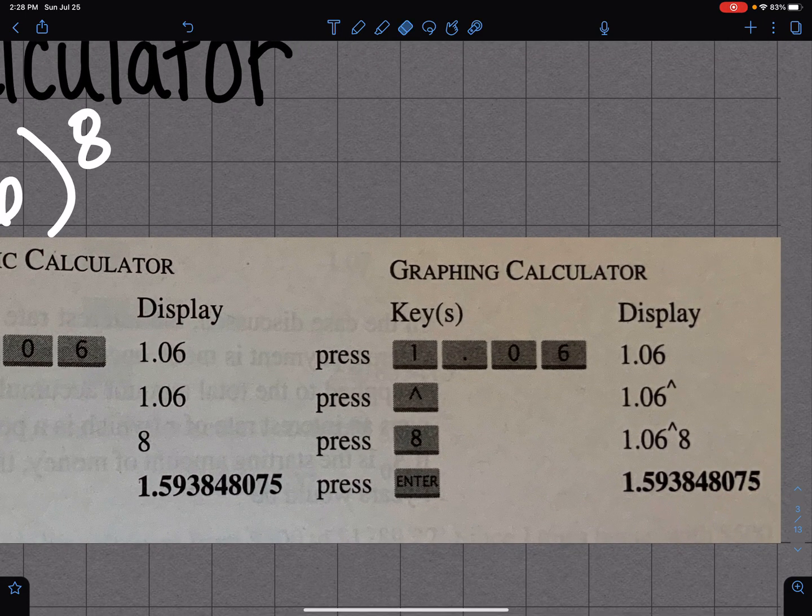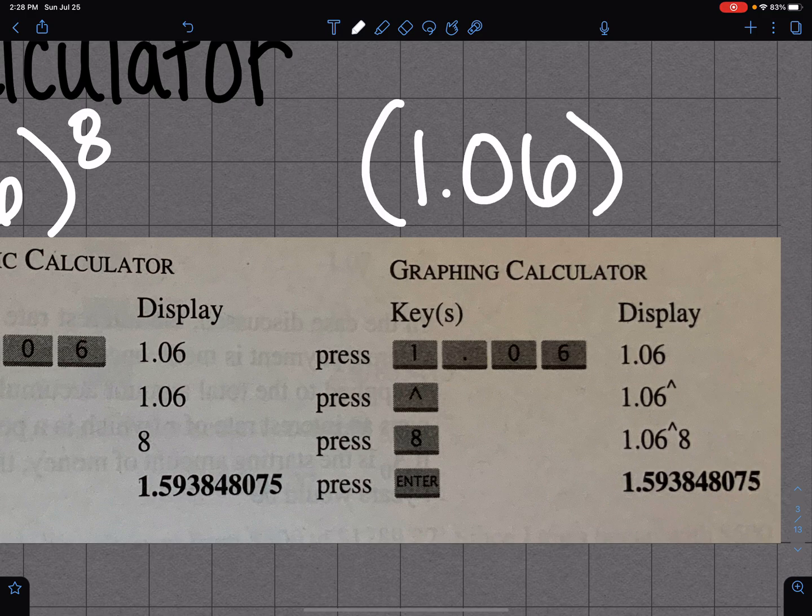Now, don't skip this step, please don't skip this step. Also do it on your graphing calculator. Same problem, 1.06 raised to the 8th power. Okay, here we go. Type in 1.06. The display shows this. Then do your caret. The display shows that number with a caret after it. Press 8 and then enter, and it will give you the same answer.